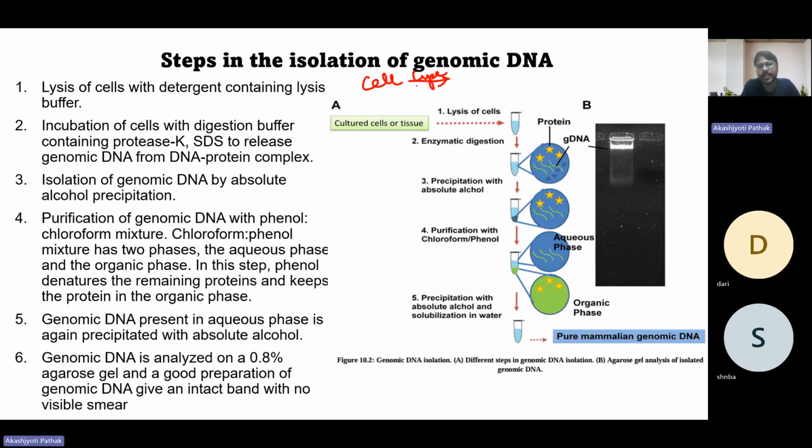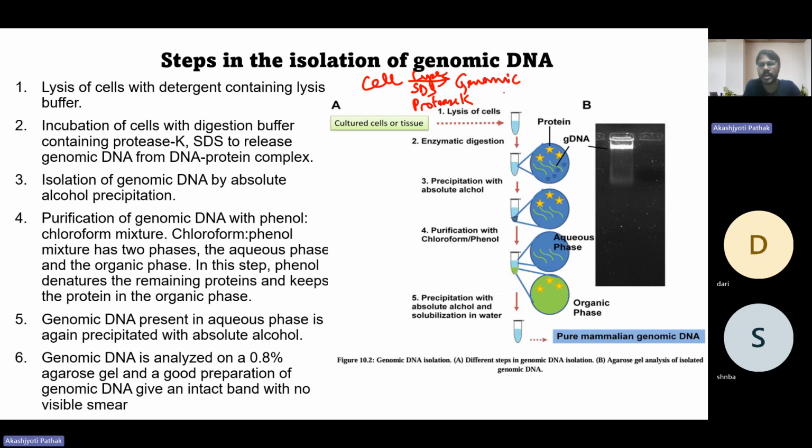You lyse it by treatment with SDS and protease K. So why do you add protease K? So basically, the DNA inside the cell is wrapped around by histone proteins, right? So you want to digest these histone proteins, that is, the DNA protein complexes. So the DNA is not free; it is complexed with protein molecules. So you want to digest the protein as well, so that you can get the pure DNA. So you treat it with protease K. So this protease K will digest all the protein complexes with which this DNA is associated, and now you will get the genomic DNA.